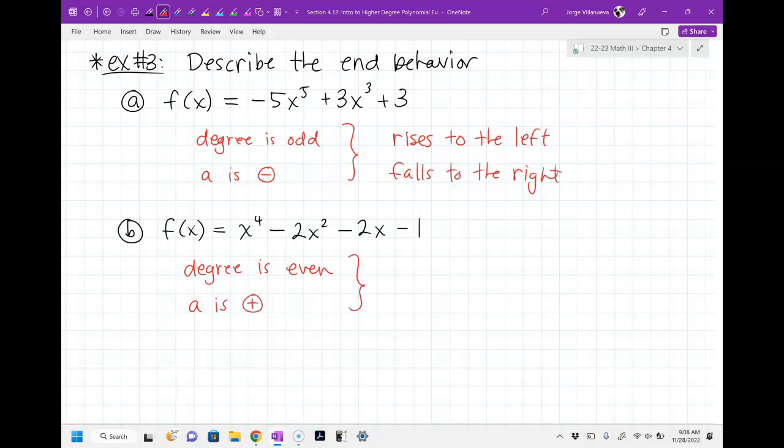So now I'm going to look at my list. If my degree is even and my A is positive, with your hands, do me a favor. What is it going to look like? Is it going to be like this or like this? Which way is it looking? All right, so some of you guys are, yeah, nobody's done the wrong thing, so good. Yeah, it's up, up, right? It's up, up. If it's positive, it's going to be up, up. If A is negative, it's going to be down, down. Okay? So we're going to write down rises to the left, rises to the right.